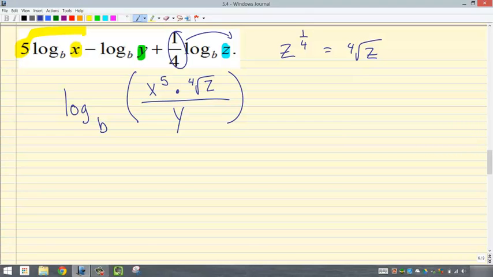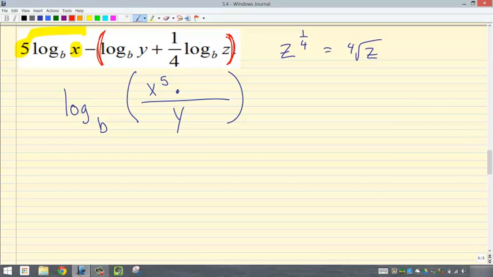4th root of z. What if, and I'm going to change this problem just a little bit, I put parentheses around these? So where does the y go? On the bottom. What about the z now?